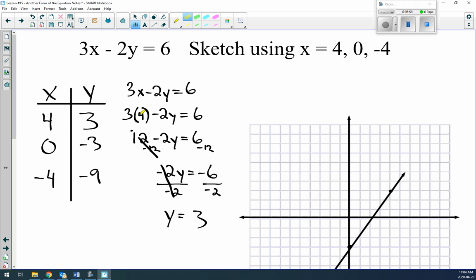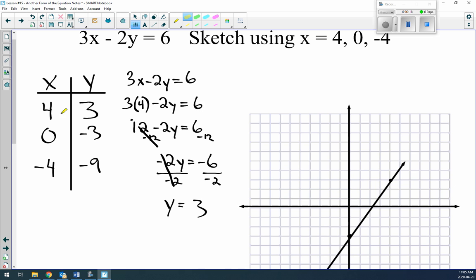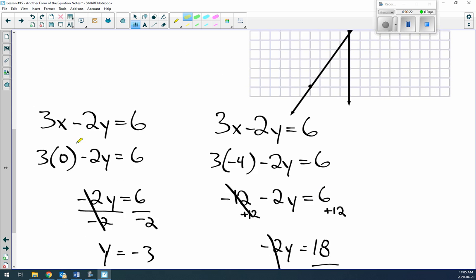So 3 times 4 minus 2y equals 6. 3 times 4 is 12, so 12 minus 2y equals 6. We're going to solve for y. We have positive 12. How do we get rid of it? Subtract 12 from both sides. So we end up with negative 2y equals negative 6. How do we get y by itself? Divide by negative 2. We end up with y equals 3. So there's our first point, 4, comma 3.